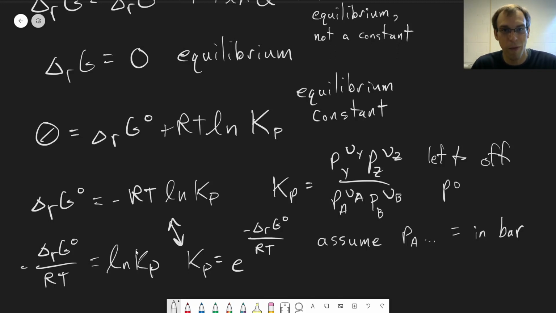And again, all of this came from chemical potentials. So there is a reason we've been talking about chemical potentials this whole time, because it really does tell us about the thermodynamics of what's happening in our system.